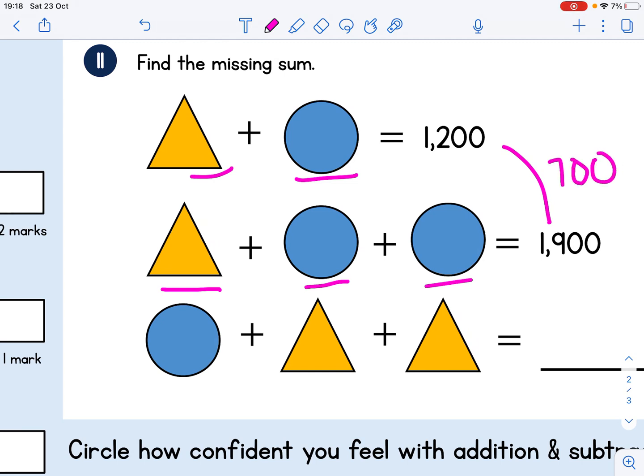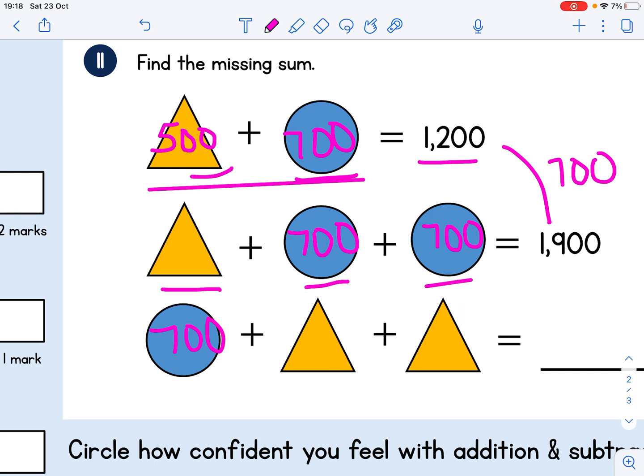And the only difference is we've got one more circle. So that one more circle must have added on 700. So it means that each circle is actually worth 700. So then hopefully when you look at the top one, how much would you need to add to 700 to get 1,200? It would be 500. Yeah, so you can do the subtraction here if you want to.